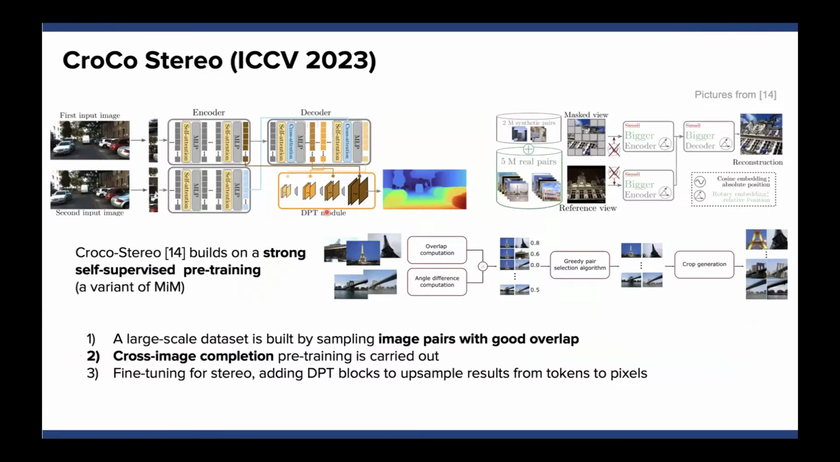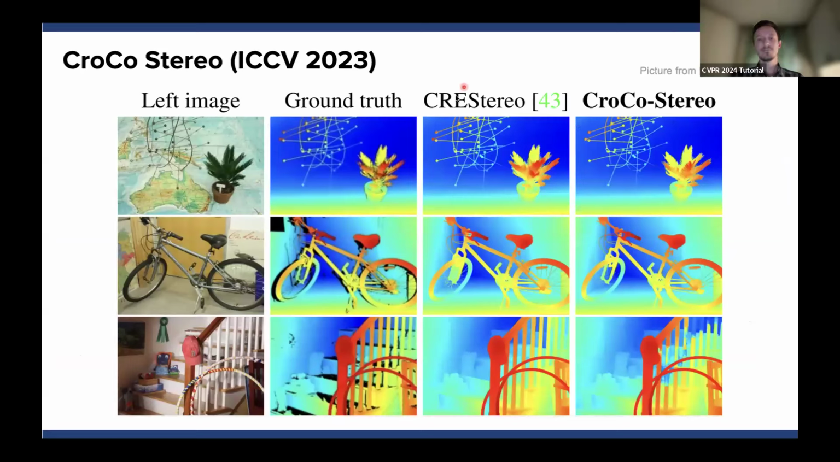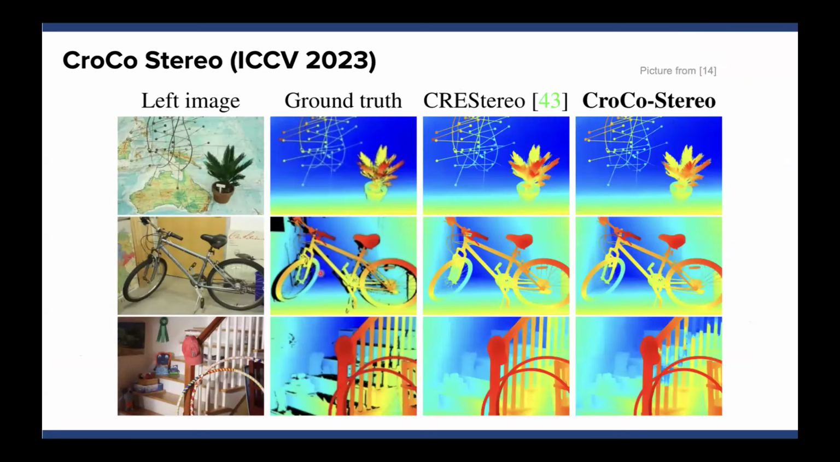Or even here, if you look at any of those things, like the bike. There are certain parts of the bike which are not visible in the left image, the occlusion. The bike is occluding something in the background, and you can see in the ground truth that there are black parts.